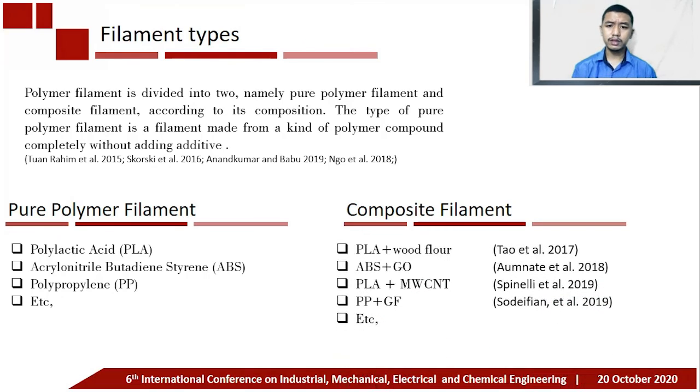Meanwhile, polymer composites are already on the market, but not as famous as pure polymer filament. Apart from those on the market, there are also several examples of composite filament being developed by researchers, such as PLA with wood flour, ABS with graphene oxide, PLA with multiwalled carbon nanotubes, PP or polypropylene with glass filler, and others.